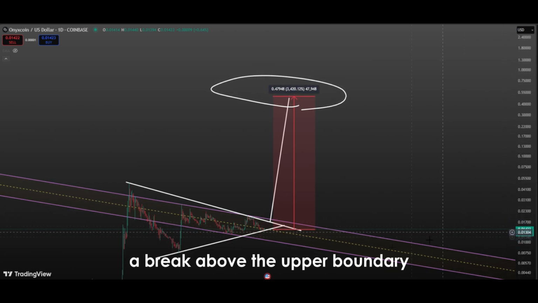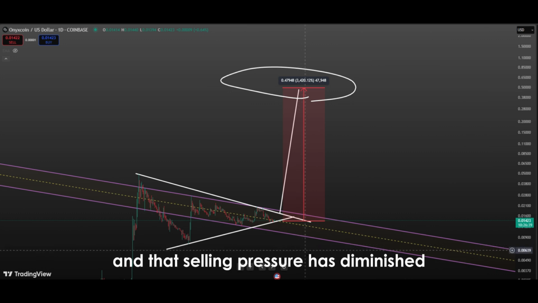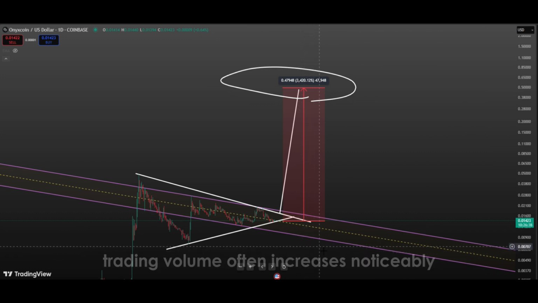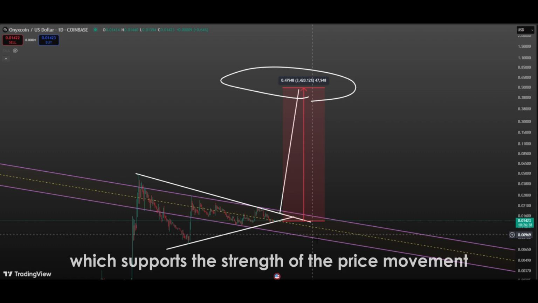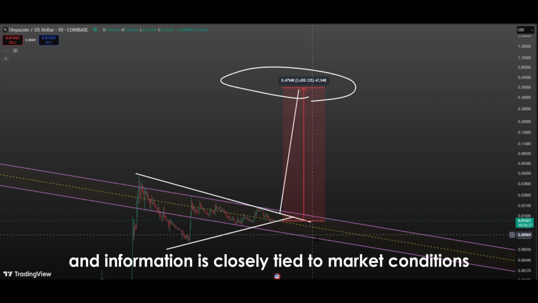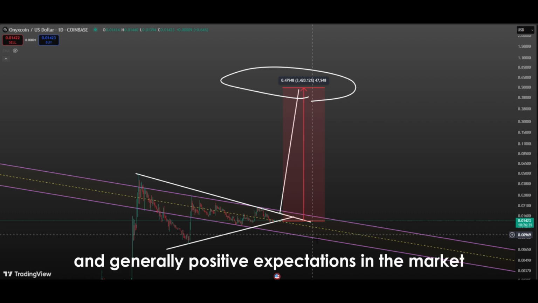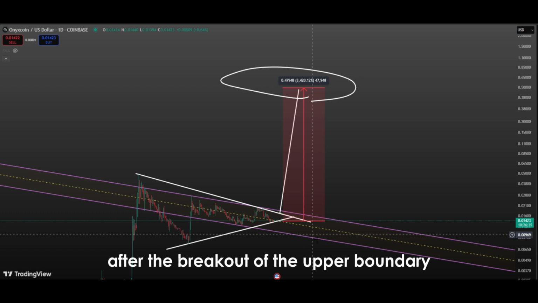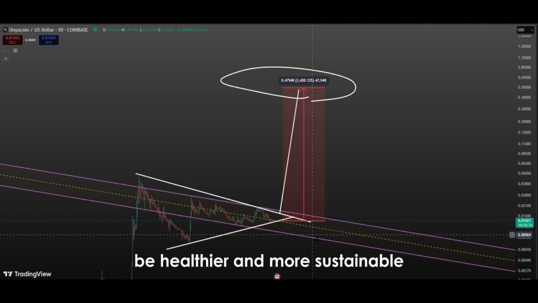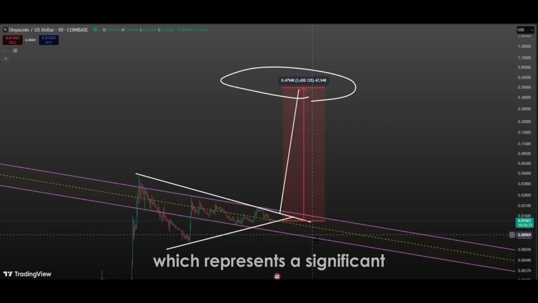A break above the upper boundary indicates that buyers have taken control of the market and that selling pressure has diminished. After such a breakout, trading volume often increases noticeably, which supports the strength of the price movement. The success of the pennant formation is closely tied to market conditions and investor sentiment. If there is strong buying appetite and generally positive expectations in the market, the upward move after the breakout of the upper boundary can be healthier and more sustainable. In such cases, the price may rise as much as 34x, which represents a significant opportunity for investors.